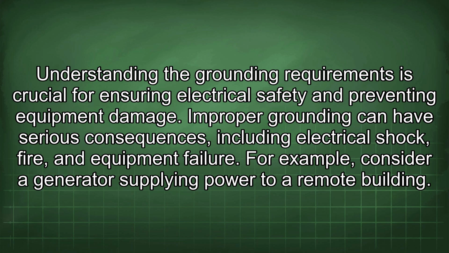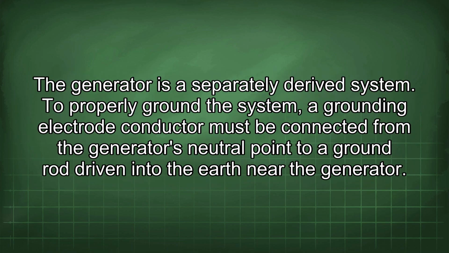For example, consider a generator supplying power to a remote building. The generator is a separately derived system. To properly ground the system, a grounding electrode conductor must be connected from the generator's neutral point to a ground rod driven into the earth near the generator.